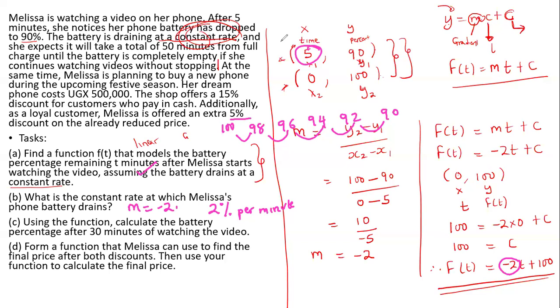I don't know whether now it is okay. You look at what percentage the battery reduces every minute. Hope it is okay now. So the constant rate is always your gradient. So you can say that the battery drains at 2% per minute. Hope it is fine to everyone.